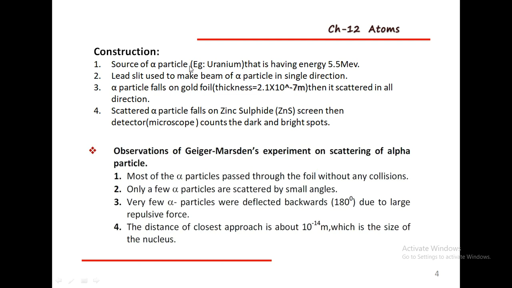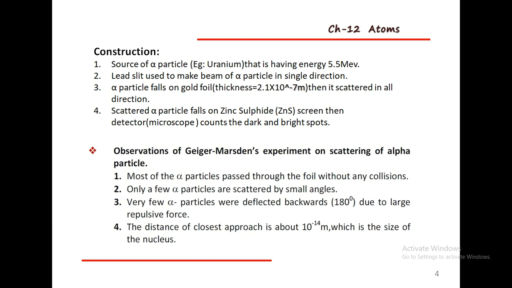So this experiment has some important points that I have listed here. The first one, the source of alpha particles, for example uranium, having an energy of 5.5 MeV. Then it has a lead slit, which is used to make a beam in a single direction. Third, the alpha particles fall on a gold foil having a thickness of 2.1 × 10^-7 meter, or nearly 10^-8 meter.